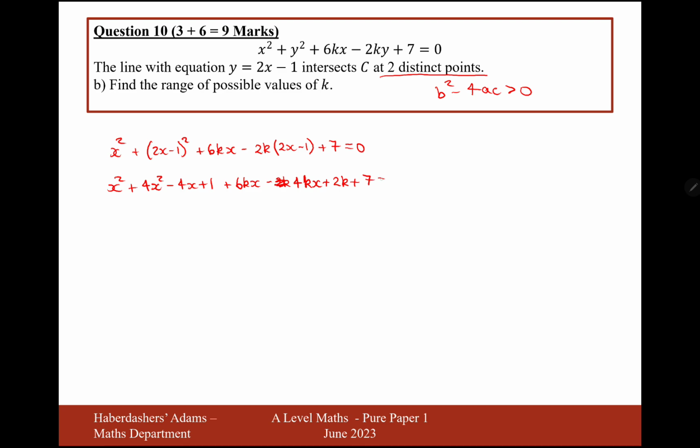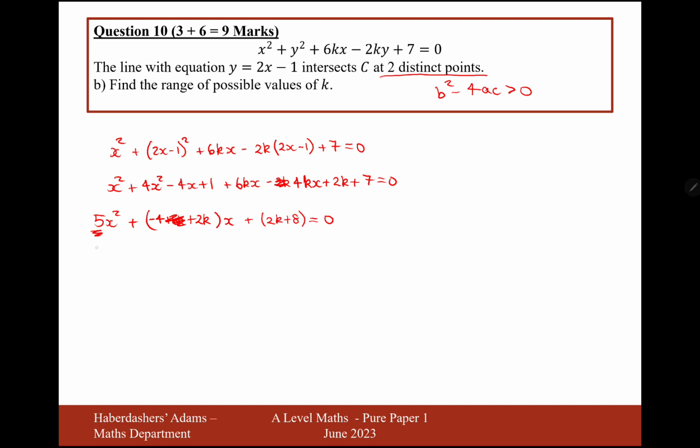plus 7 equals 0. Right, we're going to group all of our terms together now. So we're going to get 5x squared. Then we're going to get some terms multiplying by x. We've got minus 4. We've got kx, so it's 6k minus 4k, so that'll be 2k. And we've got another 2k, oh no, wait, that's a number. That's not a multiple of x, so it's minus 4, add 2k. And then the numbers at the end, we've got a 1, we've got a 7, so that makes 8. So it's going to be 2k plus 8 equals 0.